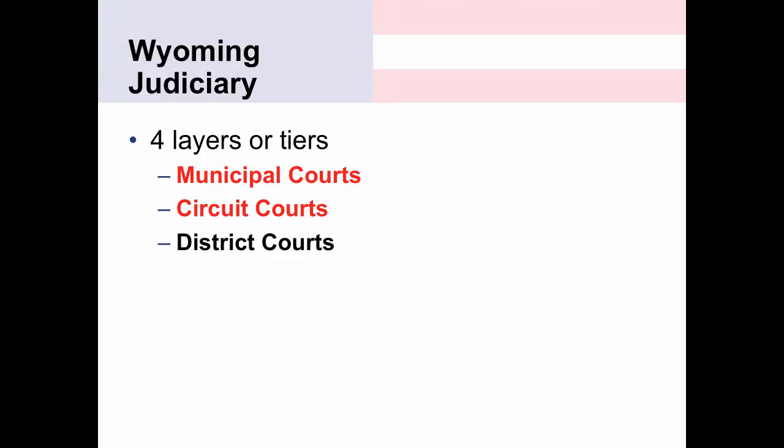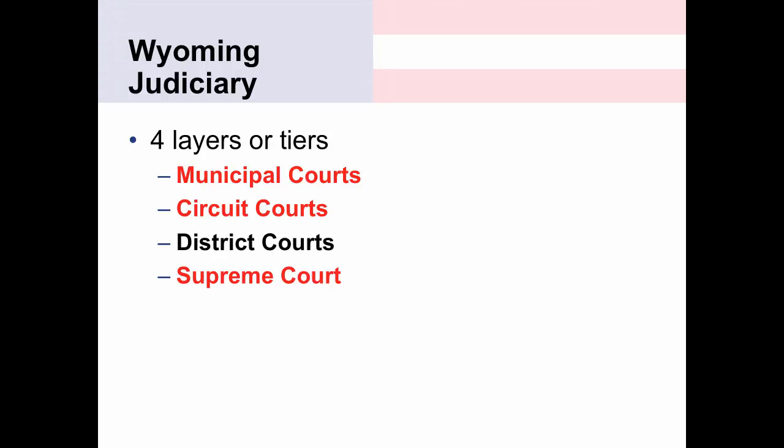First of all, there are 4 layers or tiers to the Wyoming judicial branch. Remember, at the federal level, there are 3: district courts, appeals courts, and the Supreme Court. In the Wyoming judiciary, the lowest courts are the municipal courts, next up are the circuit courts, then the district courts, then the Supreme Court.